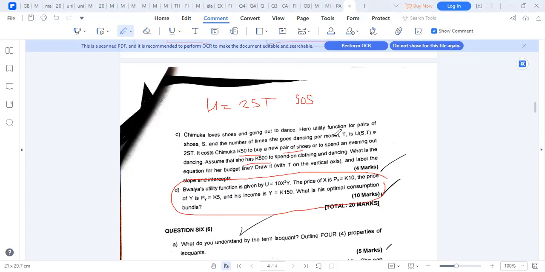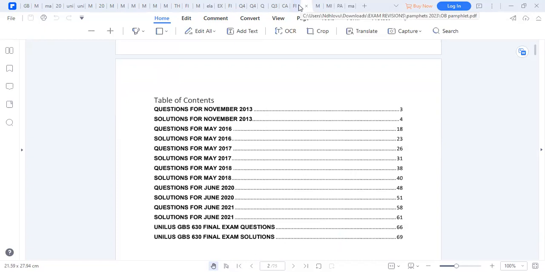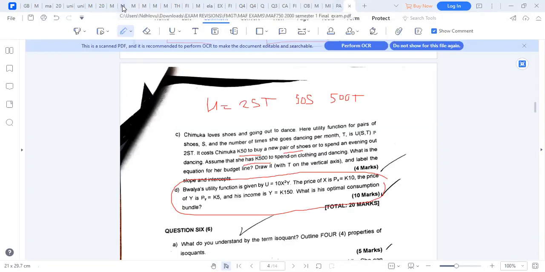Draw it sharp. So the time spent on dancing, 500. What is the equation of the budget line? So let's analyze this. I put it already in the pamphlet. Who wants to try?